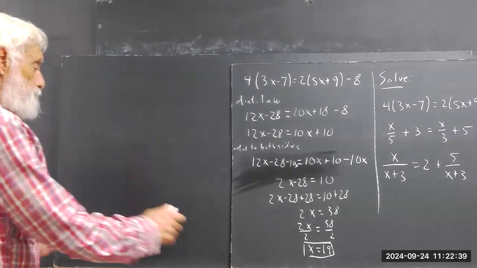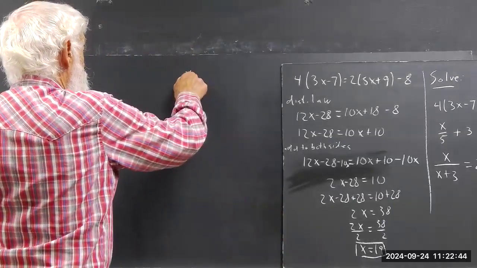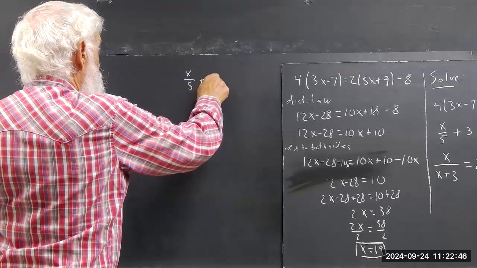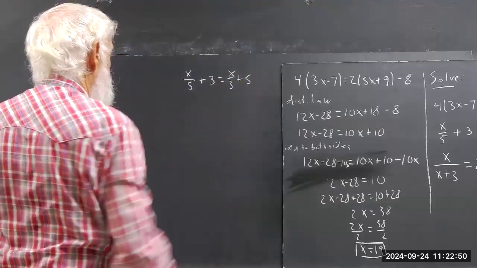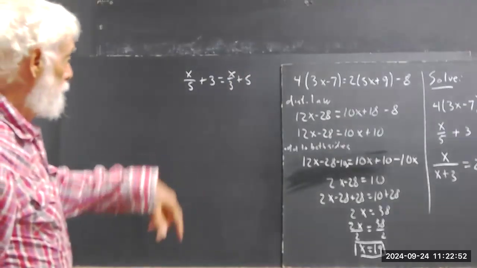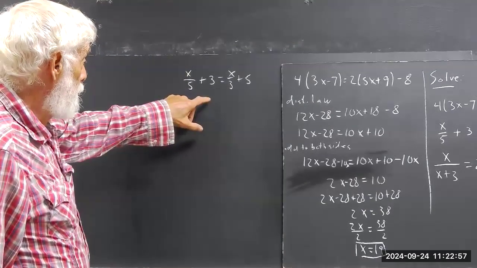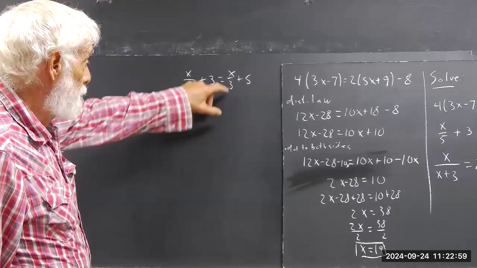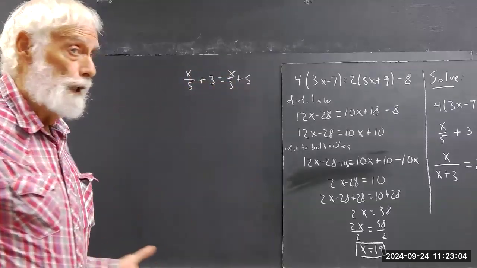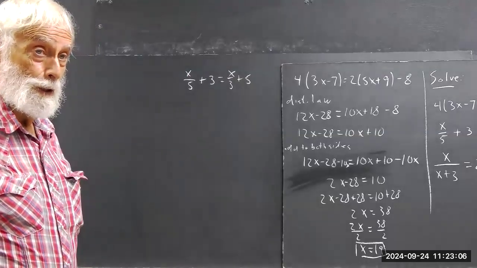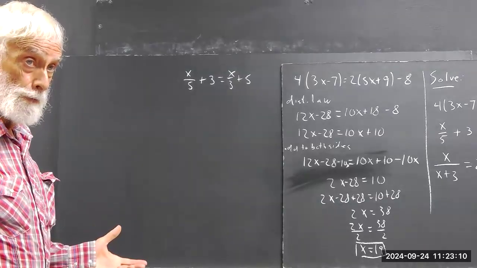You got x over 5 plus 3 equals x over 3 plus 5. Now, yeah, you do have a common denominator of 15, so you can multiply this one by 3 over 3. Multiply this one by 5 over 5, multiply here by 5 over 5, multiply here by 3 over 3, and you still have a denominator. Okay? Why deal with a fraction when you don't have to?